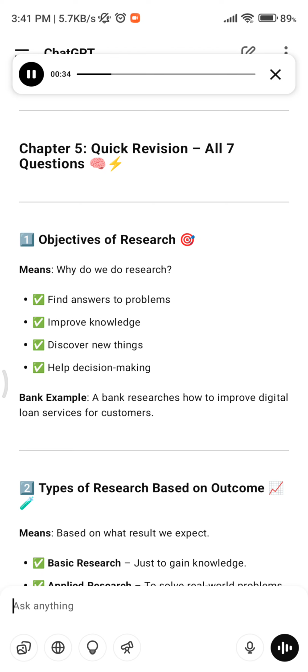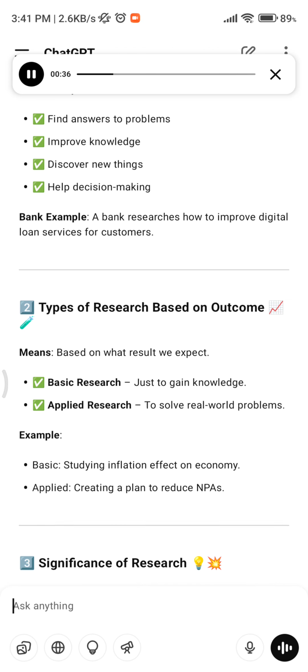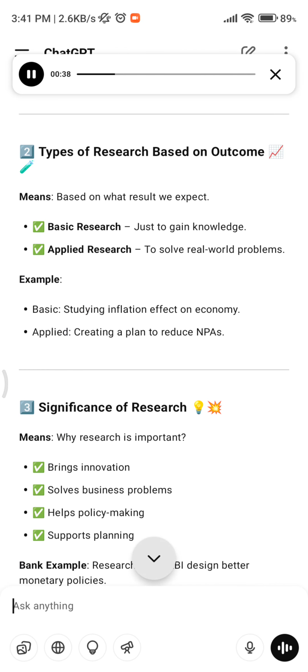2. Types of research based on outcome. Means, based on what result we expect. Basic research, just to gain knowledge. Applied research, to solve real-world problems. Example: basic, studying inflation effect on economy. Applied, creating a plan to reduce NPAs.